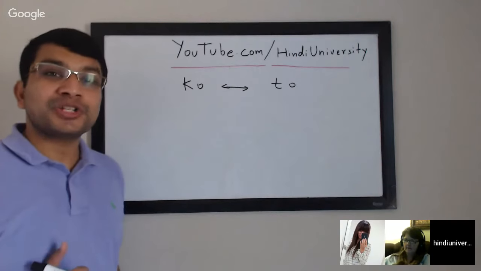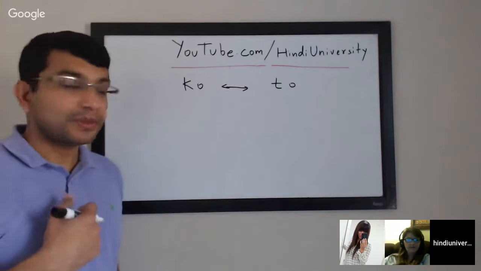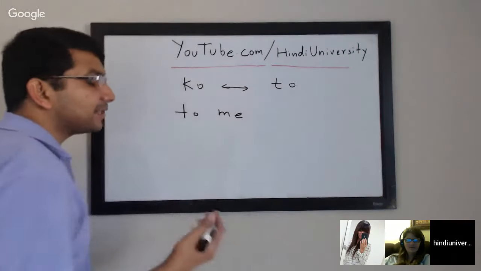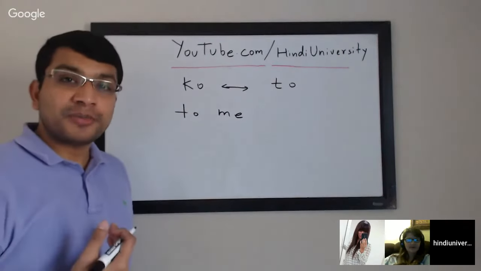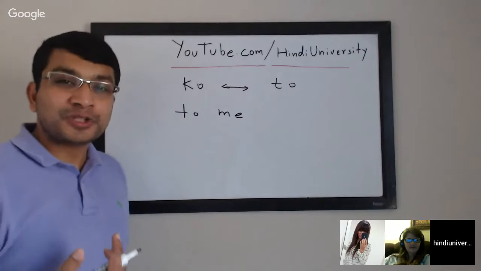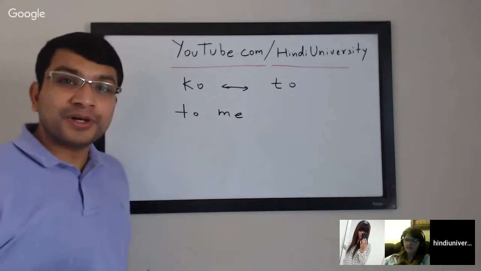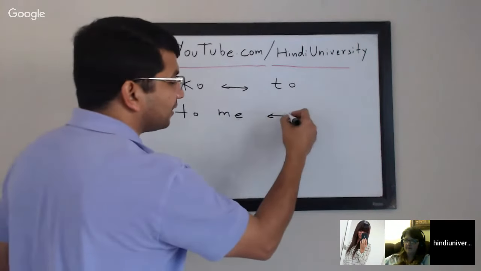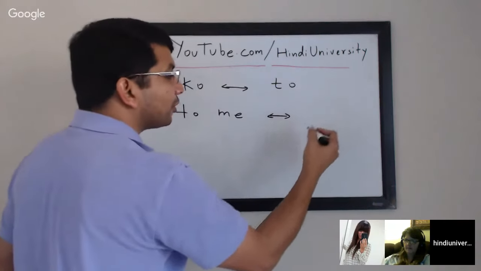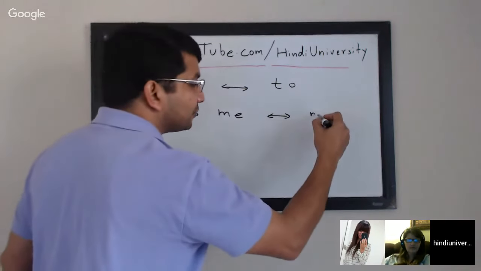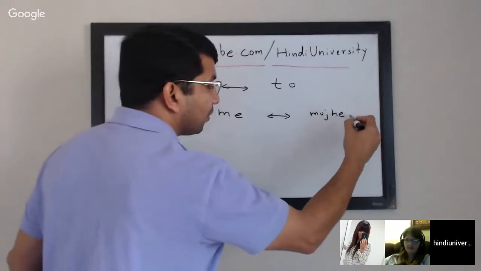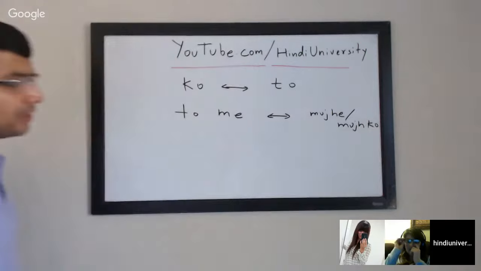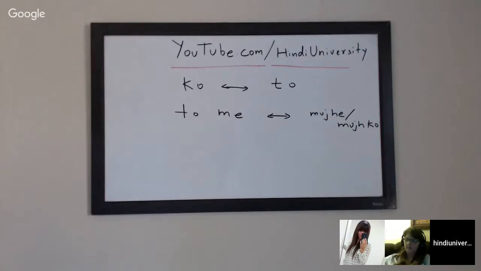But the question is, what about "to me"? Like that something is happening to me, or a fever is coming to me. All those kinds of scenarios, even though in English you will say I have fever. So whenever you come across that, you will be using ko with your pronoun. So in that case, you will be using mujhe or mujhko. So that's a quick refresher about what we really mean by ko.